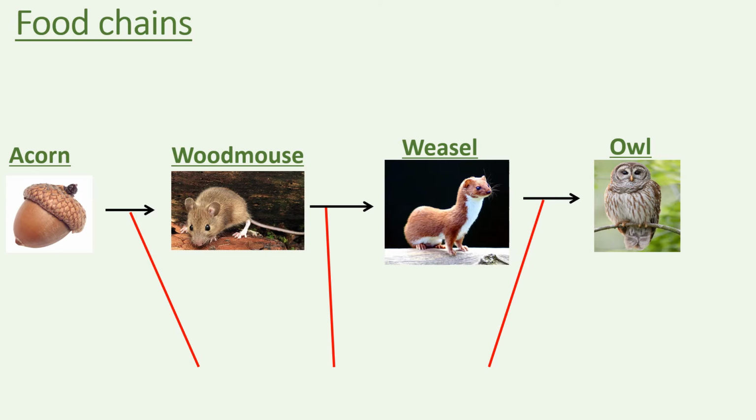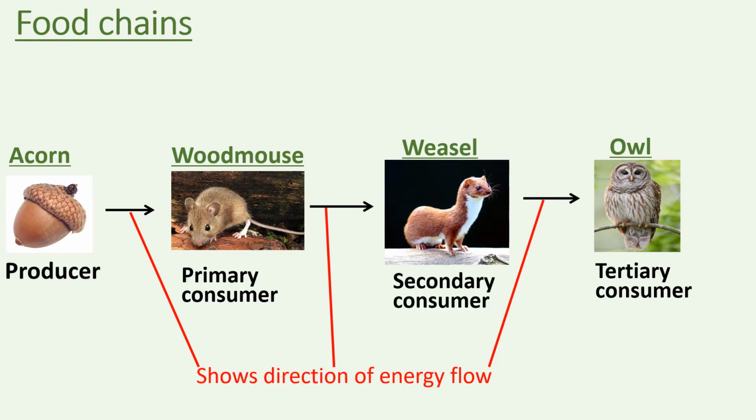And do you remember what the arrows show? So the answer is that the arrows show the direction of energy flow. So all of the acorn's energy does not pass to the wood mouse, as the acorn needs to use some of its own energy. Just like all the wood mouse's energy does not pass to the weasel, and all the weasel's energy does not pass to the owl. So most of the energy is lost at each stage of the food chain, and only a small amount of energy is passed on. So how is the energy lost at each stage of the food chain?